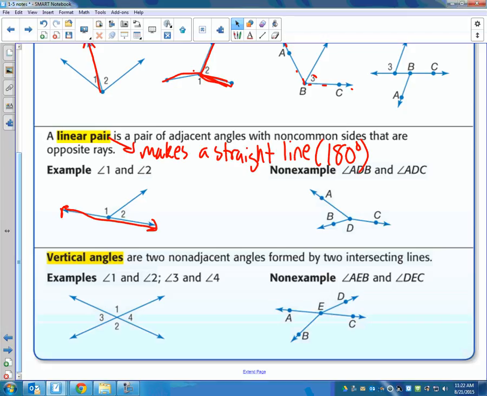Vertical angles are defined as non-adjacent angles, so they're not right next to each other, formed by intersecting lines. If they're not next to each other, I think of them as across from each other, right? So vertical angles, angle 1 is adjacent to 3 and 4, so its vertical angle is angle 2, right? I think of vertical angles as right across from each other, which means angle 3 and angle 4 are also a pair of vertical angles. So if you have two intersecting lines, if it's not an adjacent angle, then it's a vertical angle.